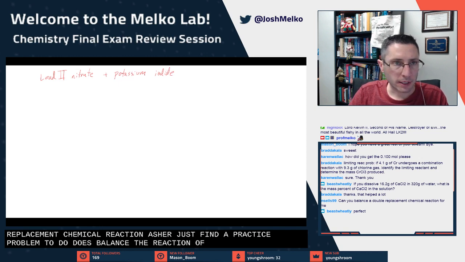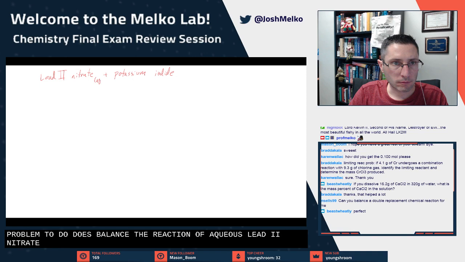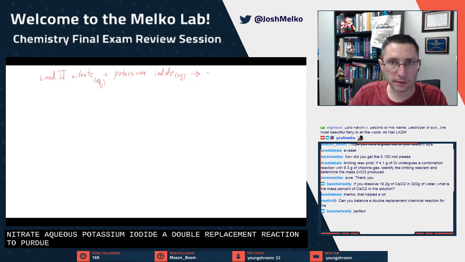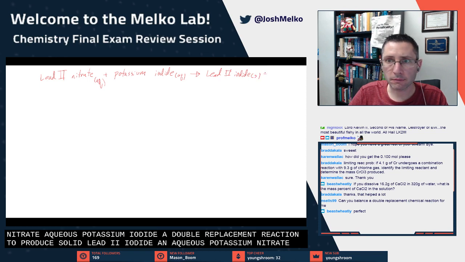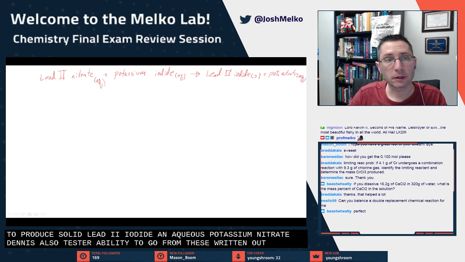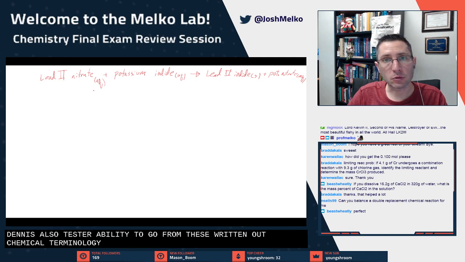Let's balance the reaction of aqueous lead(II) nitrate with aqueous potassium iodide, a double replacement reaction, to produce solid lead(II) iodide and aqueous potassium nitrate. Okay, and this will also test our ability to go from these written out chemical terminology to the symbols. All right, so we can practice each one of these.